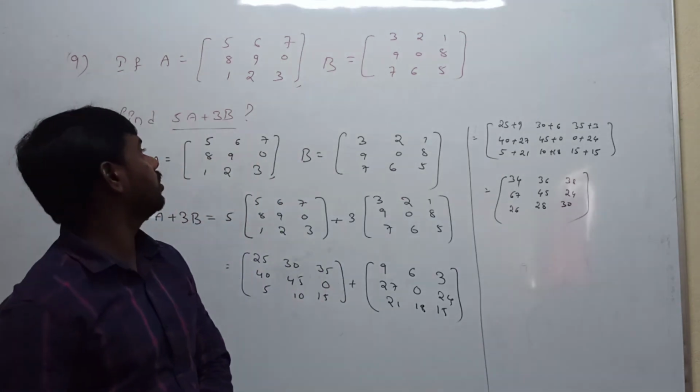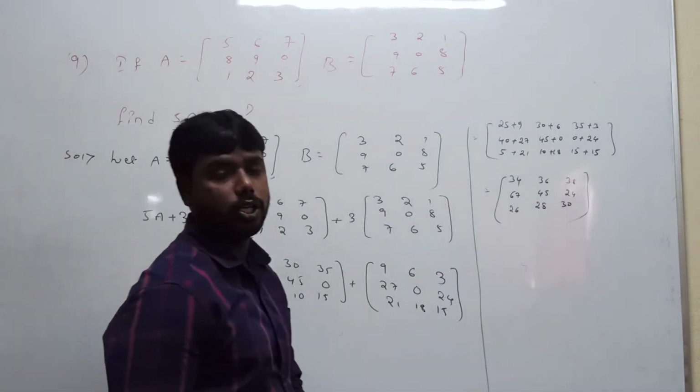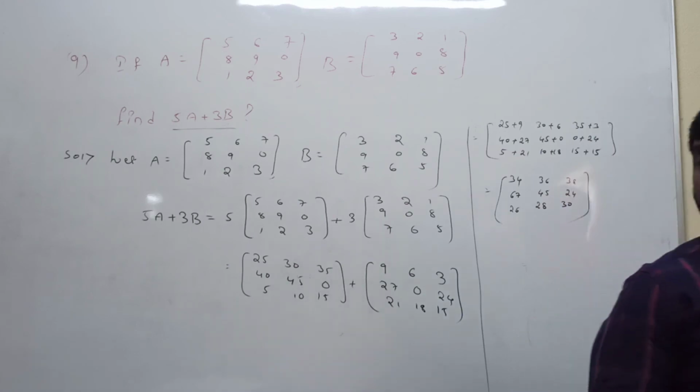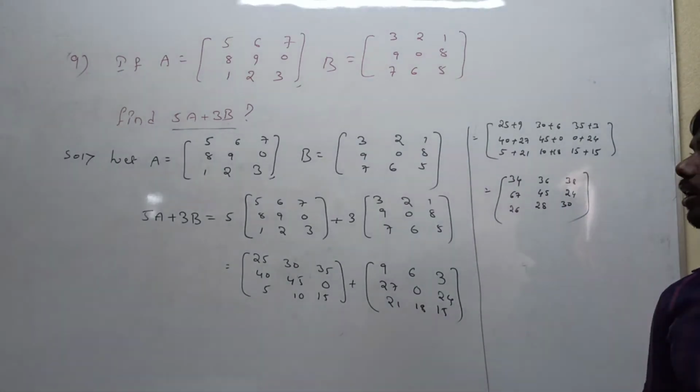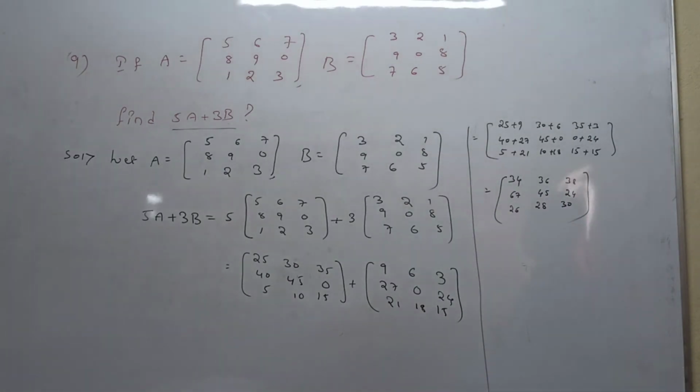So like this, all the sums you have to do like that only. If you have any doubt, please post in the WhatsApp group. I think everyone understood how to add the sum of two matrices and how to do scalar multiplication of a matrix.